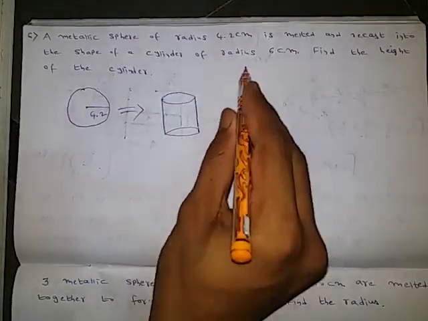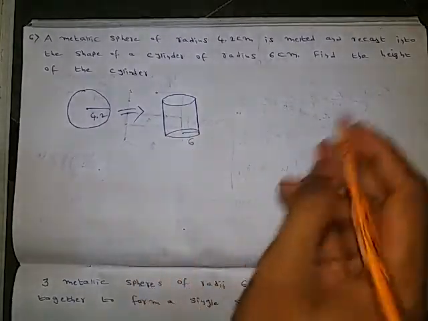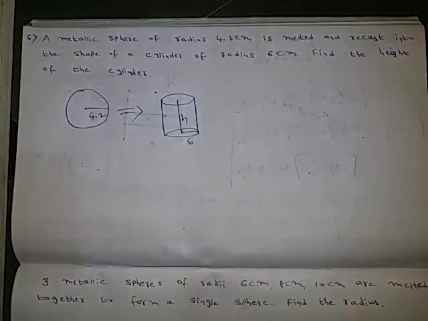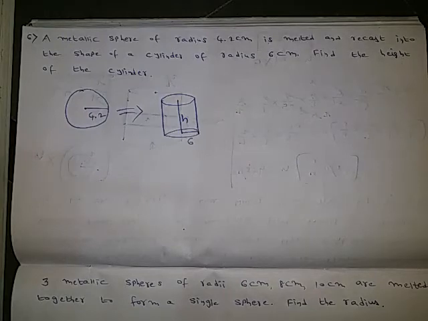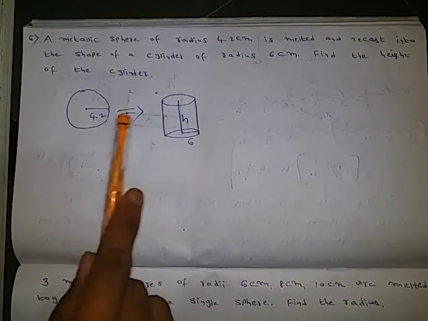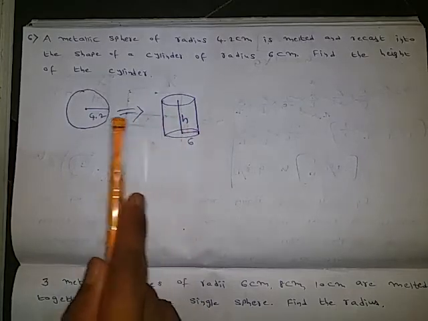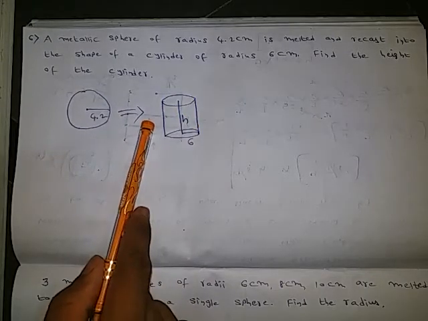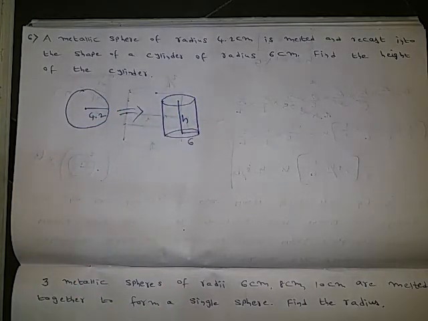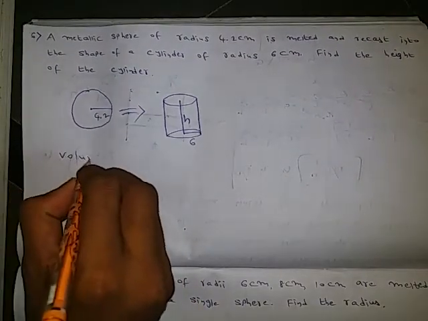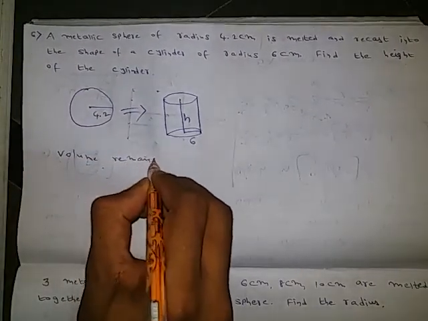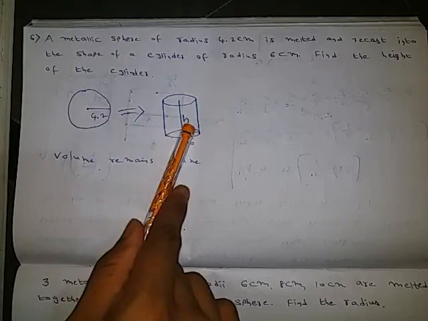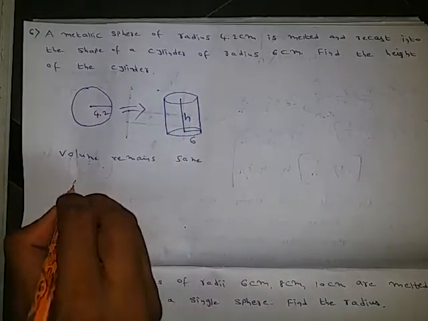Then that cylinder radius is also given as 6 centimeters. Then find the height of the cylinder. Height of the cylinder we need to find out. So check this clearly here. One shape is transforming into another shape, or one object completely we are making into another object. So in this case the volume does not change. Volume remains same. It means volume of the sphere is equal to volume of the cylinder.